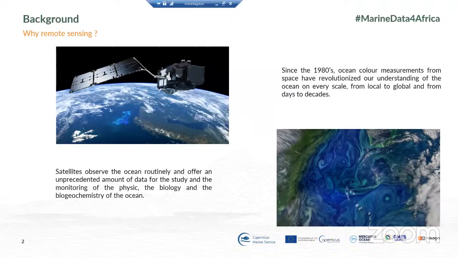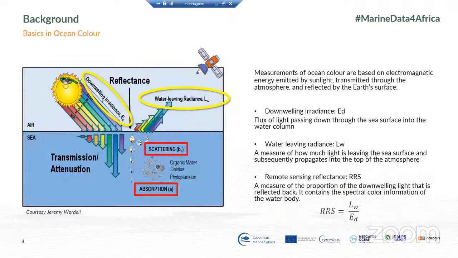Then, a few words on the principle of ocean color. The measurement of ocean color is a passive method. That means that satellites measure part of the electromagnetic energy which is emitted by the sunlight, transmitted through the atmosphere, and reflected back towards the satellite.